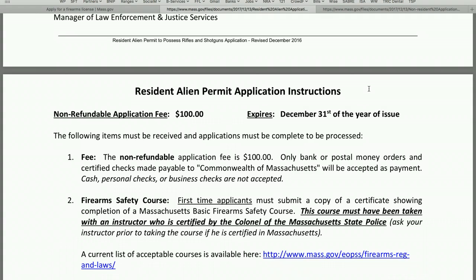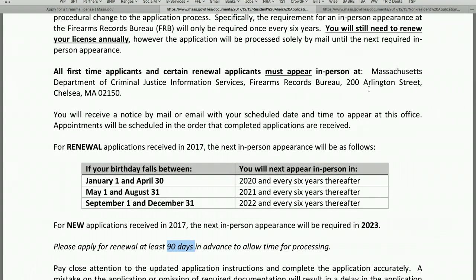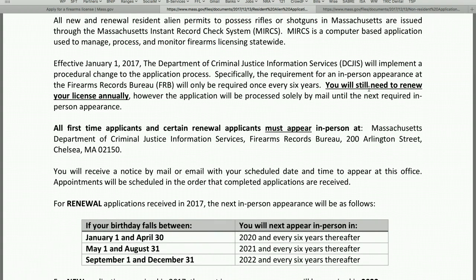And what they were talking about is that you didn't have to come in person, so you could send it in to renew. So I kind of skipped over that, my bad. So what you'll see is, if you applied in January 2017, you would have to appear. My birthday is January 2nd, and since my birthday is between January and April, I would need to show up in person in 2020. So when I show up in person in 2020 to renew, then all the rest of them I can just mail in my renewal form. So you don't have to show up in person every single time for the rest of your life.